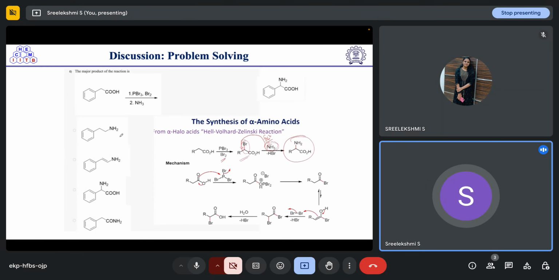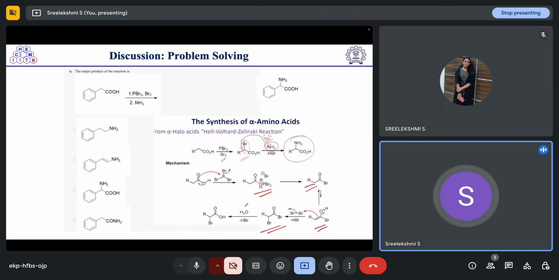So this is an example for this Hell-Volhard-Zelinsky reaction, which is again used in the synthesis of amino acids. So here what is happening is that first this oxygen will coordinate with this phosphorus to form this intermediate, and then that will leave as a stable phosphorus oxide species, and Br minus will attack over that, and this will result in the formation of this compound, which can exist in this enolic form as well. And once it is in the enolic form, that enol will attack on this Br plus, and Br minus will leave to get this substituted product.